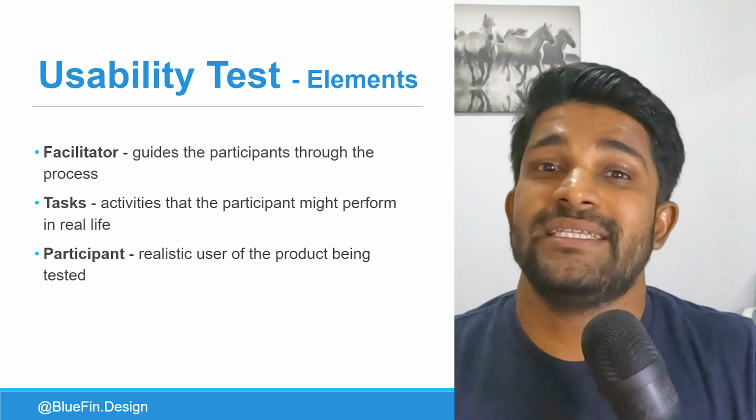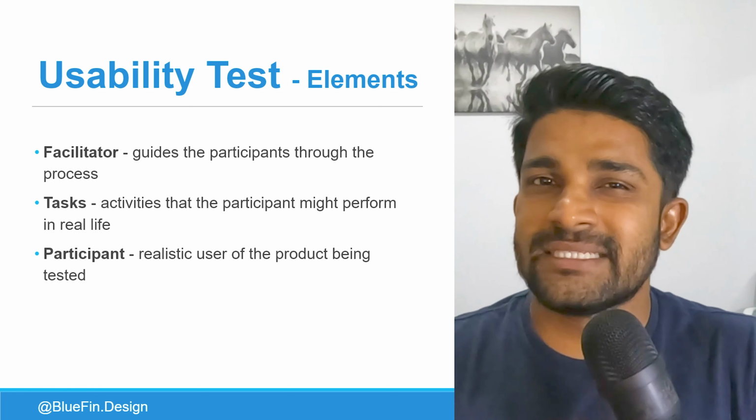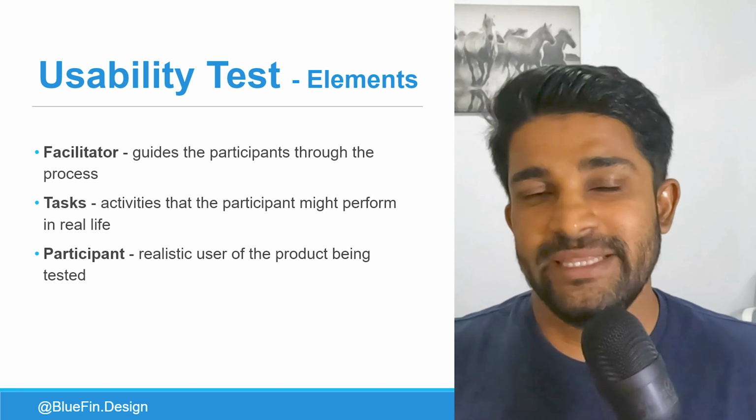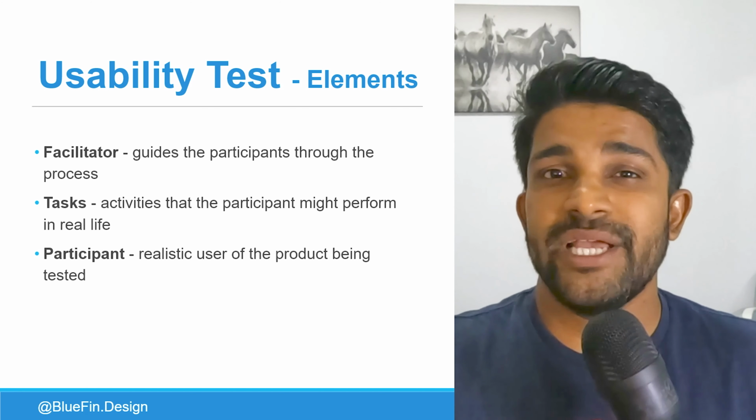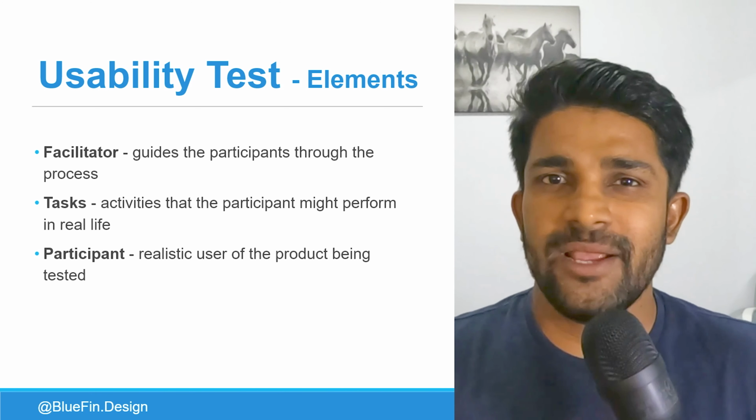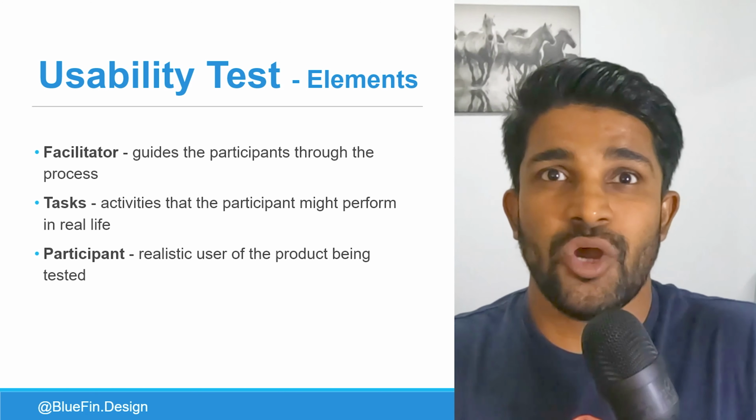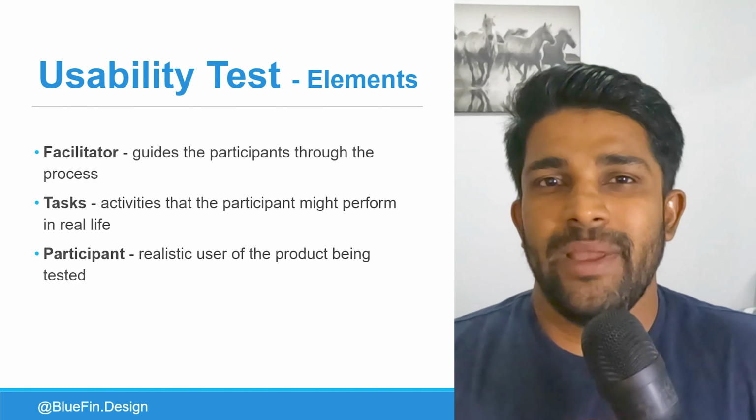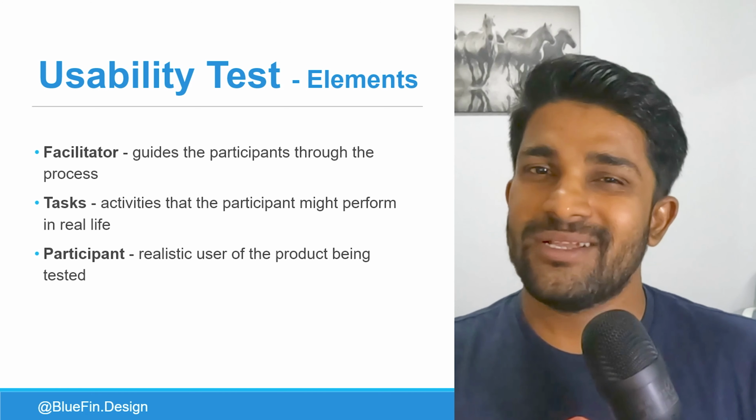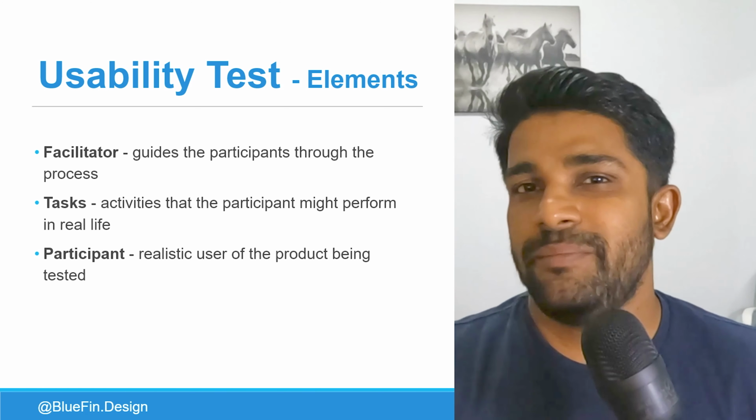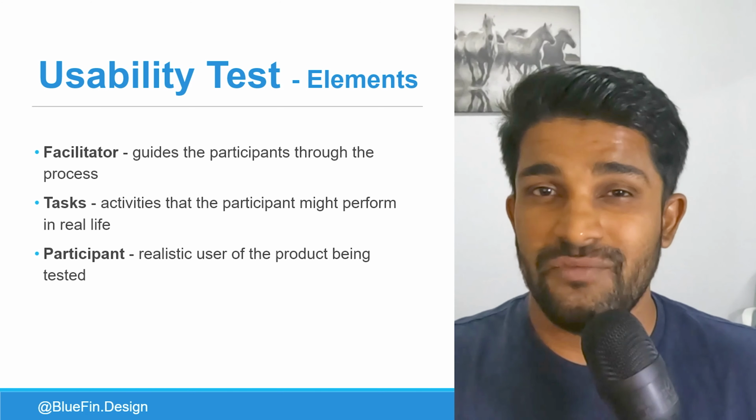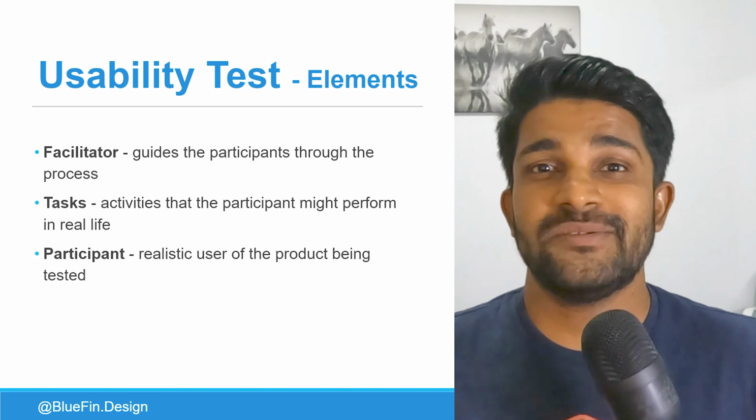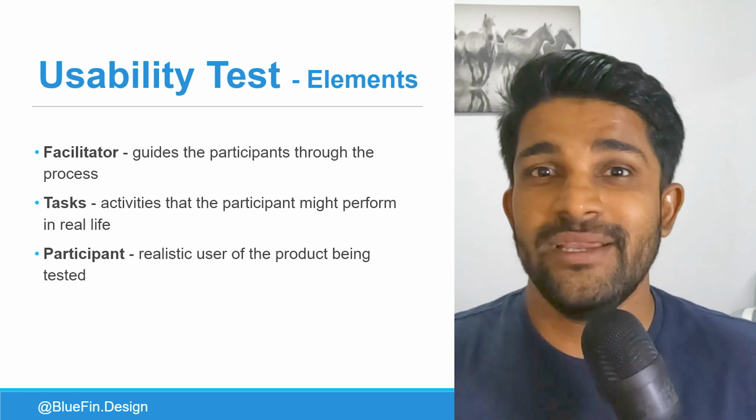The next element, of course, is the task at hand. The tasks can be various activities that the participants are going to perform during the session. They may be to walk themselves through the different workflows that you're testing, for example, a shopping cart process or signing up for a product. Anything that you want to test is basically a task or a scenario. The third element is the participant. They are the realistic users of the product that is being tested. So you have to really take some time to recruit those participants who would represent your real user.